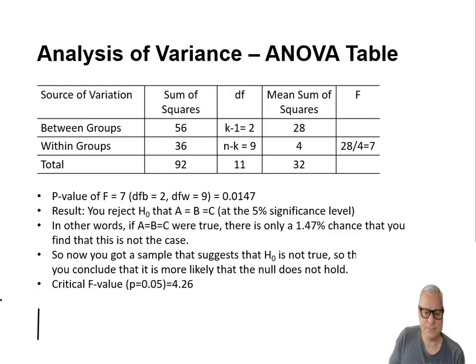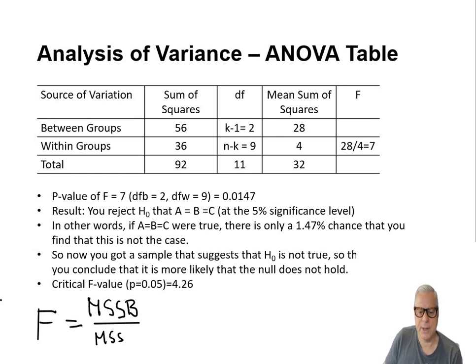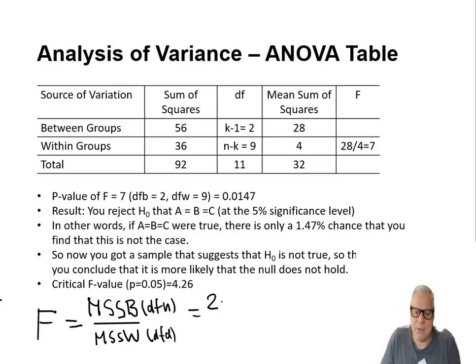And the F statistic is defined as the mean sum of squares between the groups over the mean sum of squares within. And again, the between groups variation goes into the numerator, and that has a certain number of degrees of freedom. Those are the degrees of freedom in the numerator, and here we have the degrees of freedom in the denominator. And in this case, our F statistic is 28 over 4, which is 7.